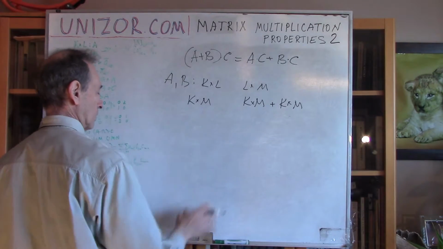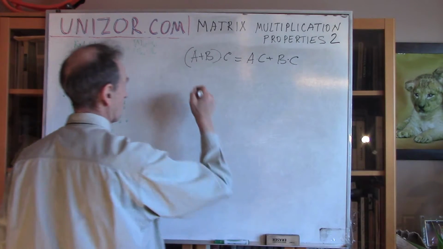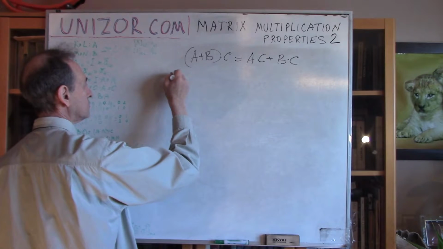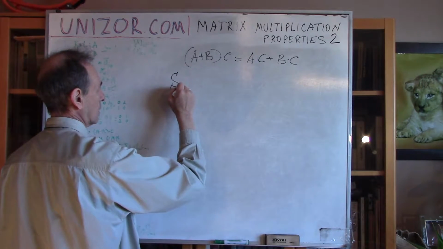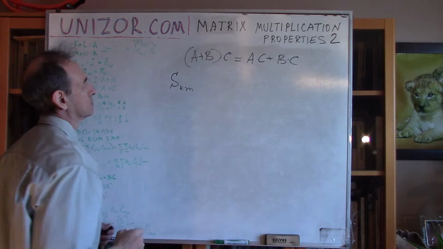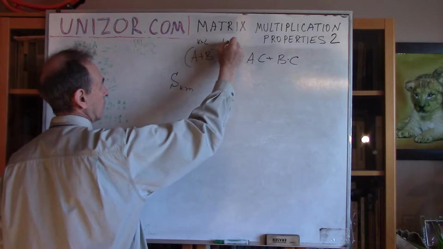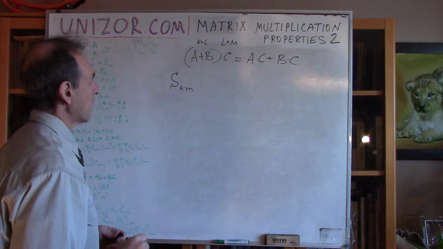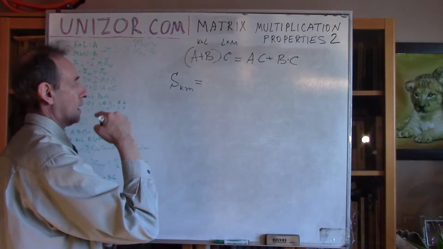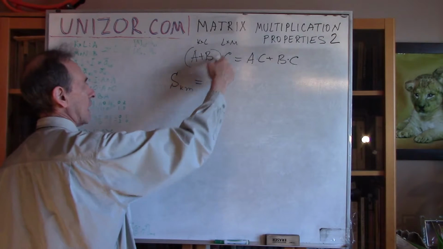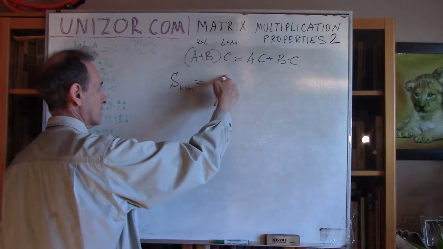Alright, so let's talk about element of this matrix. Let's call it S Km, right? So it's K times L, and this is L times M. So the result would be K by M. So element Km is equal to K's row of this times M's column of the C.